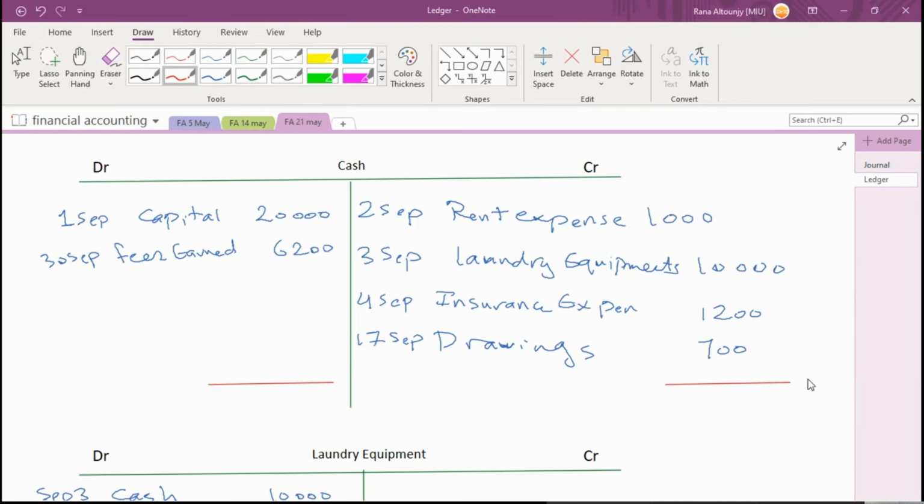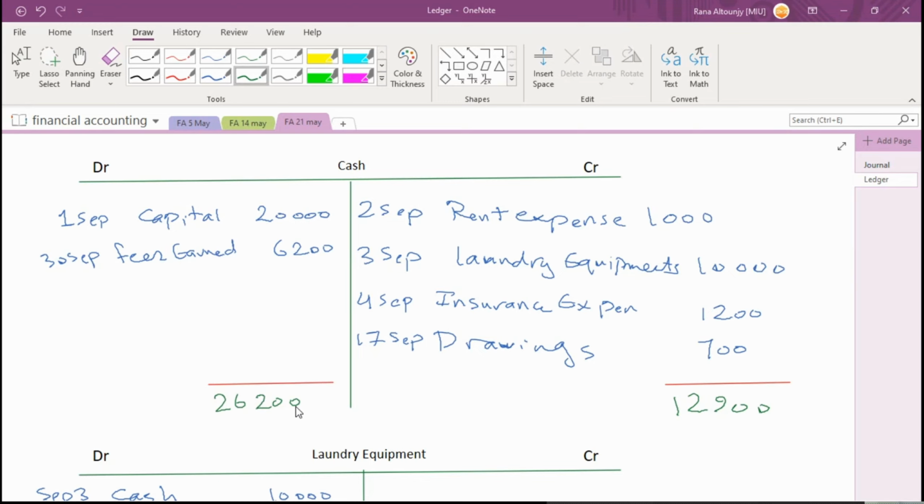Anyone here? Yeah, 12,019. So let's see. This one is not yet the correct answer. This one is 12,900. Can you sum for me this amount, 20,000 and 6,200? It will be 26,200. Okay, this is if we sum both sides.